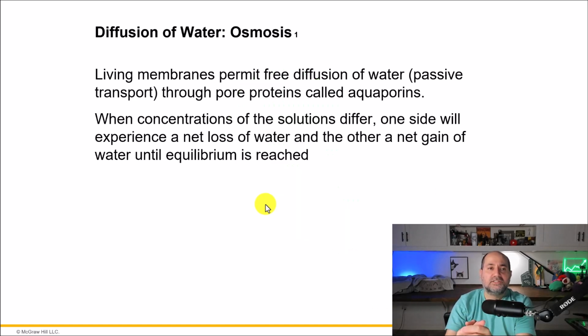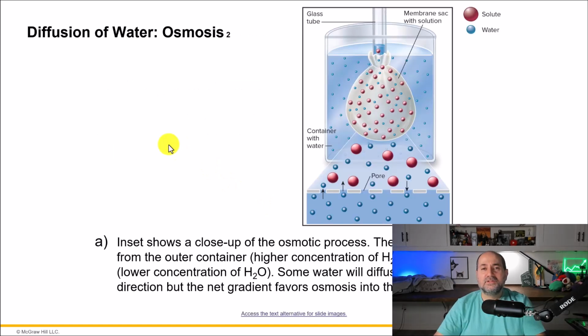So think about it this way. When you place a cell in an environment, it's the water which will either enter the cell or leave, not the solutes, not the sugars, not the salts, not the other substances. Not the ions, right? Does that make sense? I hope that makes sense. So here's an example of osmosis. Remember, osmosis is the passive transport of water.